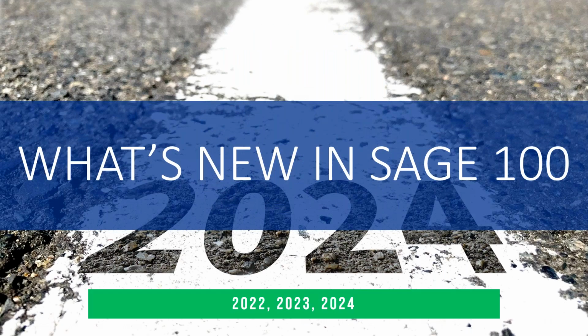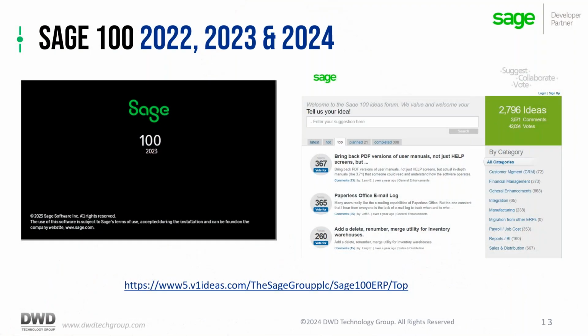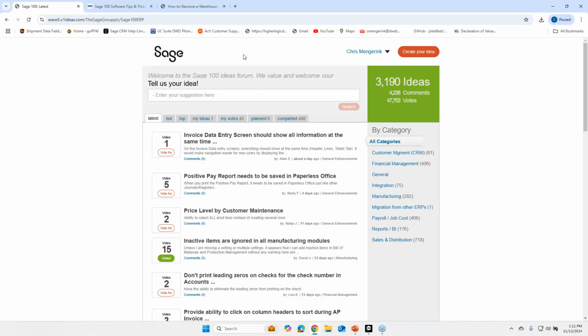So let's just get started with what's new in Sage 100. Where I start first with this, though, is Sage has a thing called the idea site. So if you go out there and you Google Sage 100 ideas, one of the sites that comes up is the idea site. Looks like this, right?